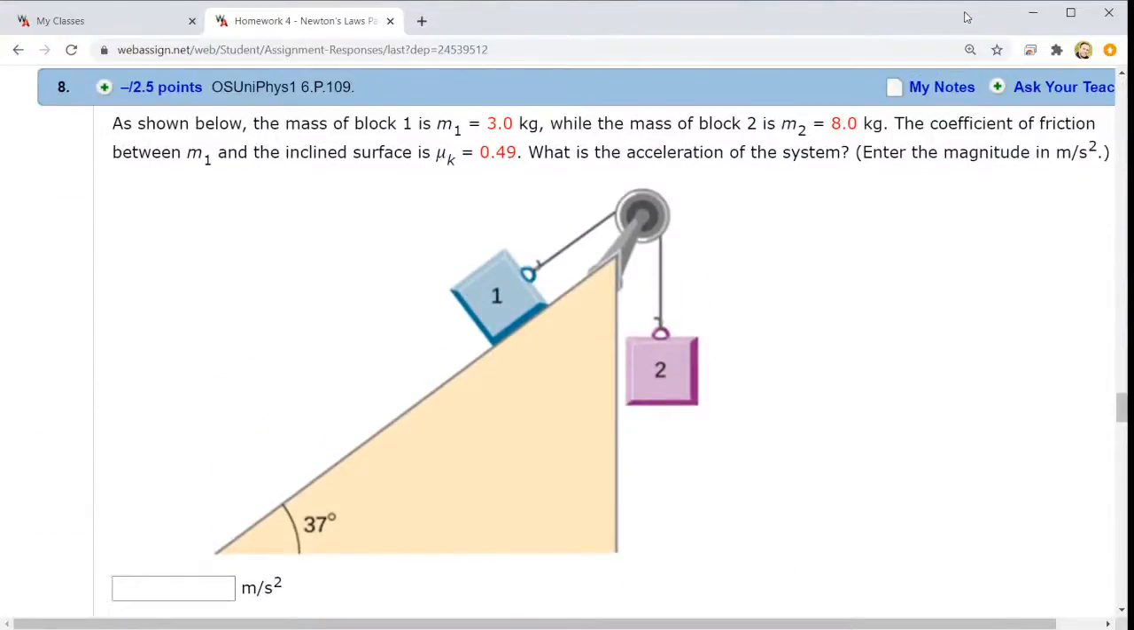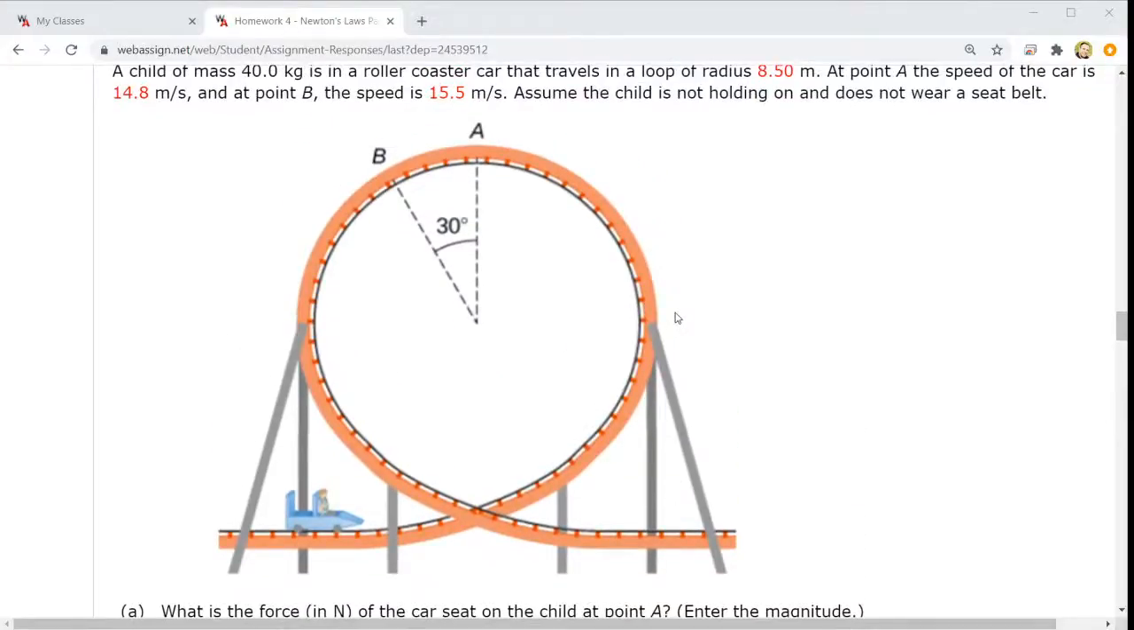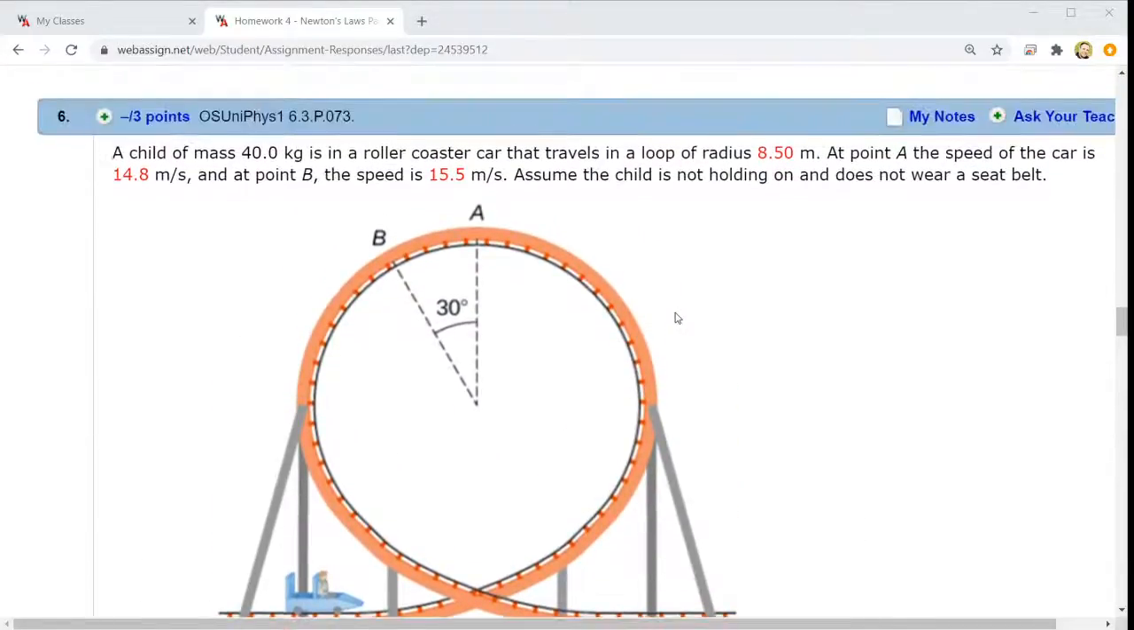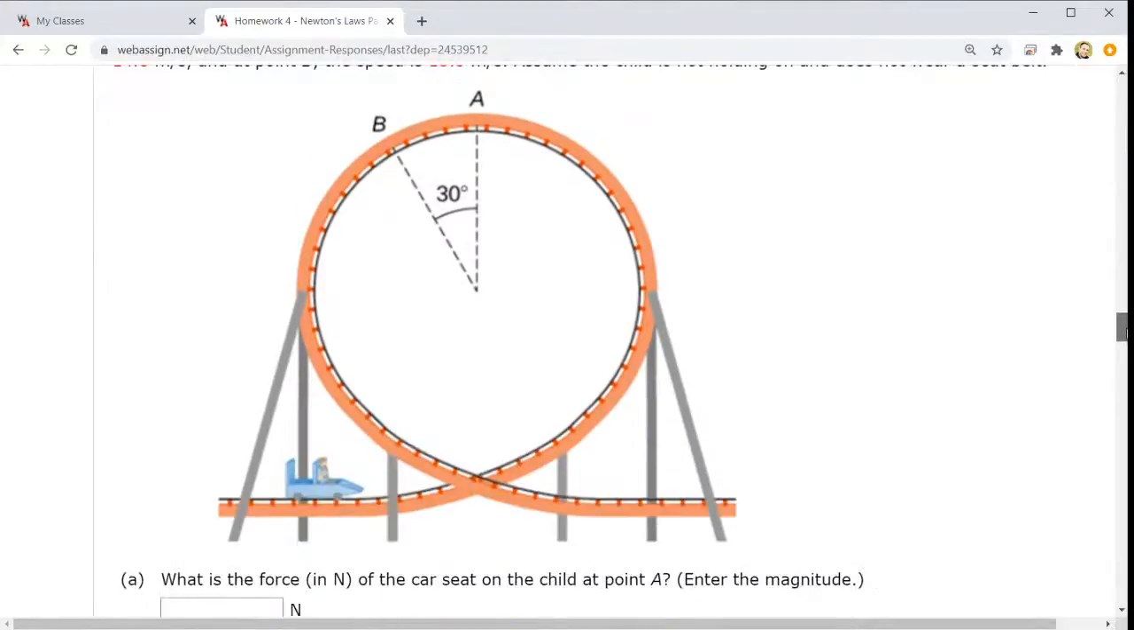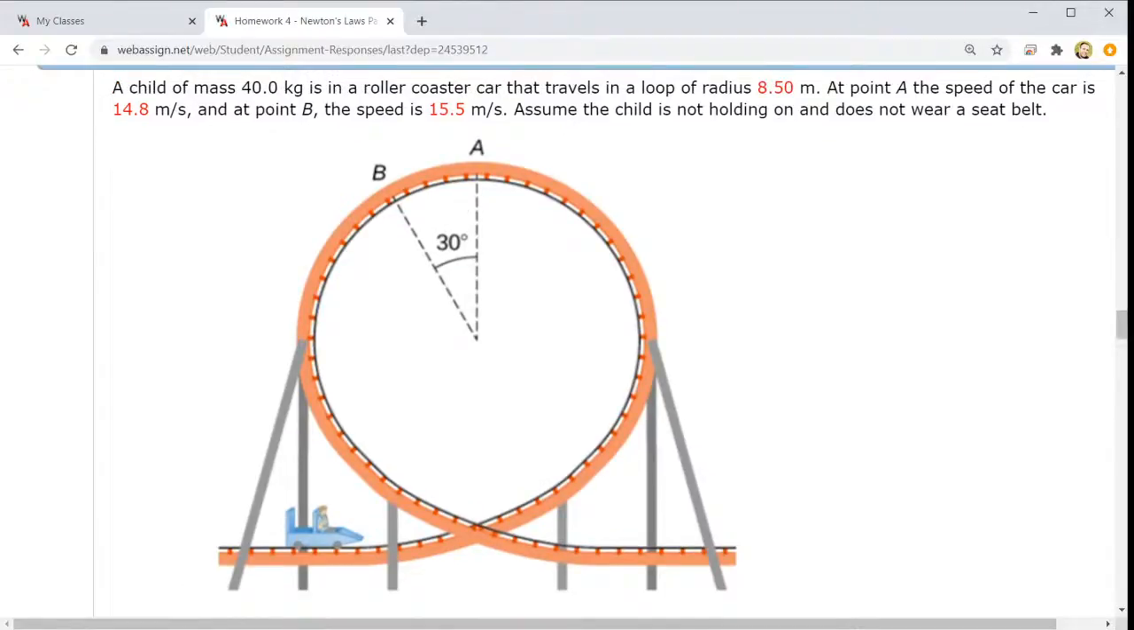So here's the problem. It's the extension of what we were talking about with the two masses, but now one's on an incline, and you know the angle of incline. So the weight of this guy has a component that's along the incline and perpendicular to the incline. But the problem I'm talking about now is this one. A child of mass 40 kilograms is on a roller coaster car that travels in a loop of radius 8.5 meters. At point A, the speed of the car is 14.8 meters per second, and at point B, the speed is 15.5 meters per second.